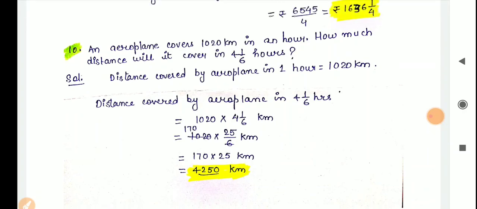They have given in 1 hour the aeroplane covers how much distance? 1020 kilometer it covers. Okay, so it is asking how much distance will it cover. Same question, we have to multiply, because it is asking more hours. 1 hour it has given the distance, and more hours they are asking. So how much distance will it cover in 4 complete 1 by 6 hours?